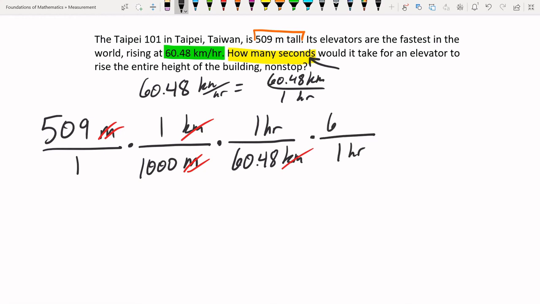1 hour is 60 minutes, and 1 minute is 60 seconds. And there we go. We have the correct unit. We have seconds at the very end there. Now all we have to do is do the multiplication. On top we have 509 times 60 times 60. On bottom we have 1000 times 60.